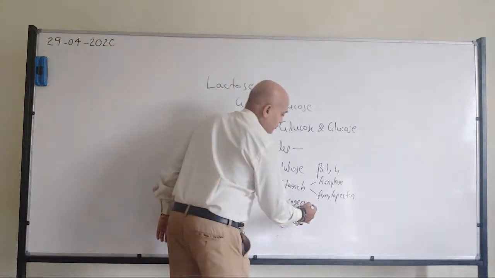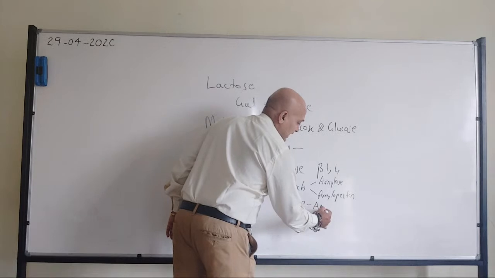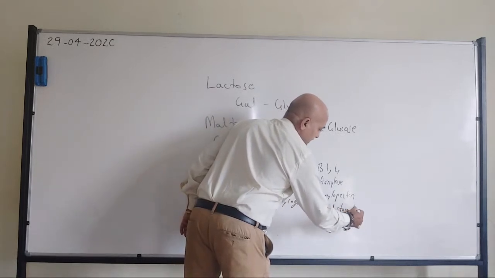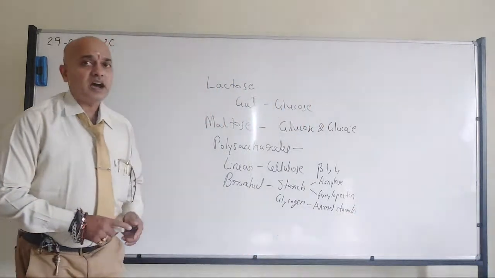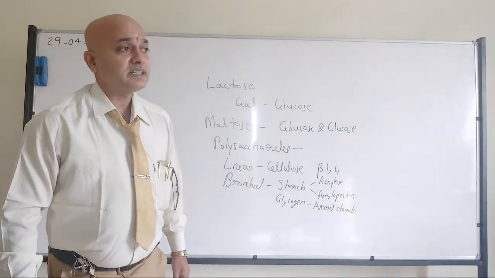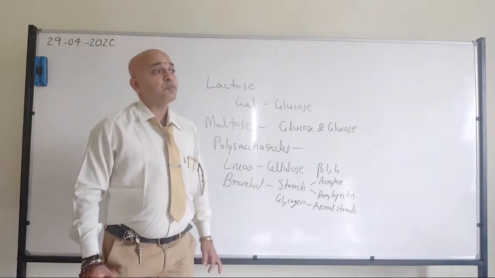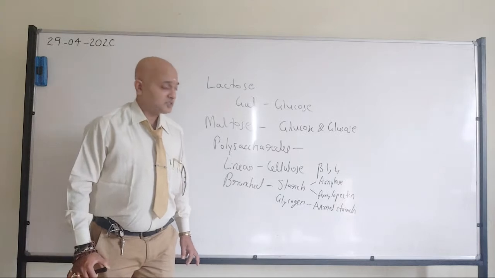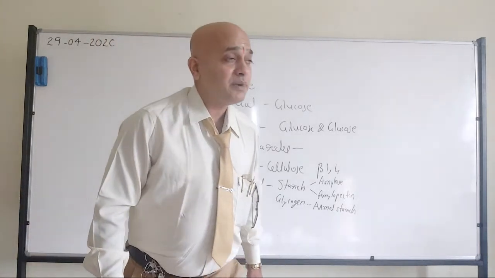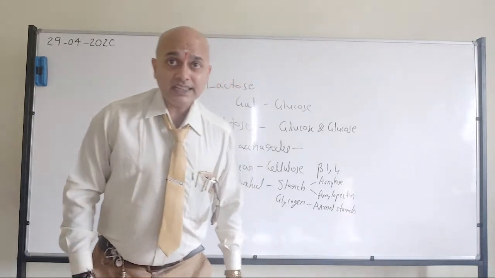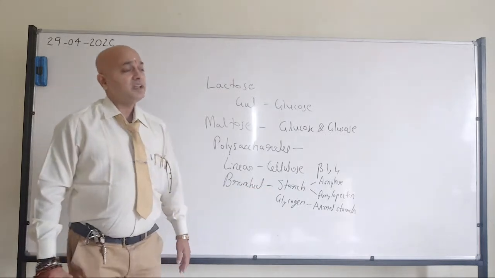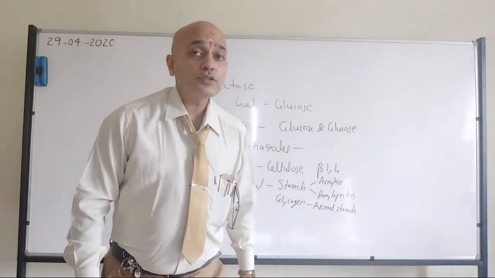Next is glycogen, which is also called animal starch. Why is it called animal starch? Because it is also a storage polysaccharide just like starch, and it is present in animals. So we have starch and glycogen as storage polysaccharides.